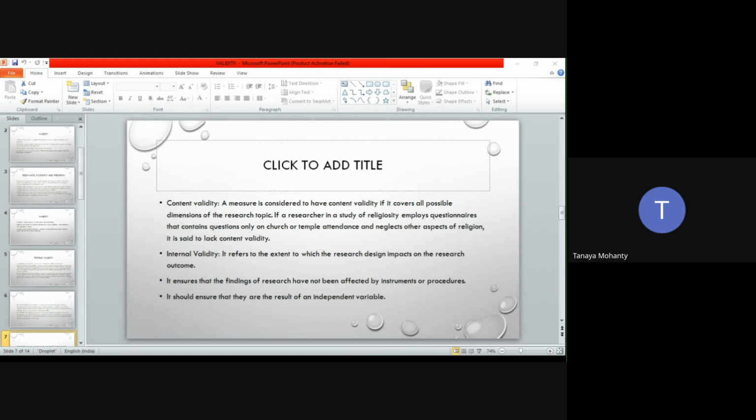So I can say that my questionnaire was somehow haphazard. It has not perhaps covered all dimensions of that research problem. So, if a researcher in a study of religiosity employs a questionnaire that contains questions on how many times in a week do you visit the church or the temple? How many times do you do? I'm just bothered about the physicality. How many times you do puja at your home?